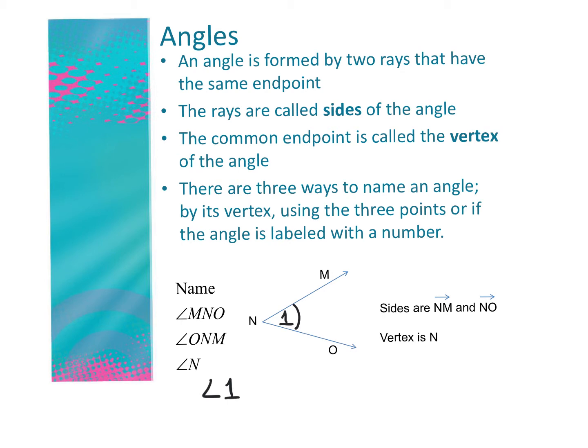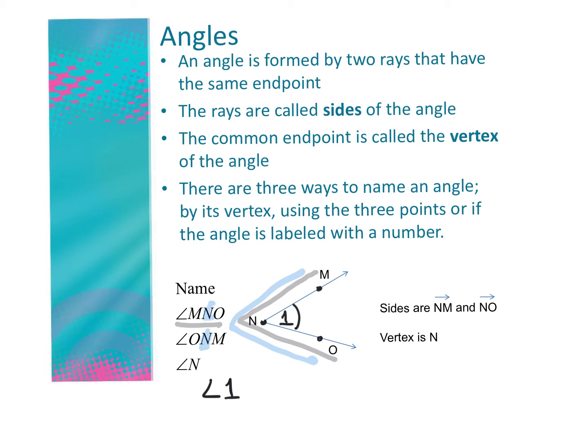When you name it with the 3 points, or the 3 letters that form that angle, you have to go in order. You could either decide, I'm going to go in this direction from M to N to O, which is the first name, or you could go in the other direction, start at O, then go to N, and then to M. In this particular picture, the middle letter must be the vertex. My vertex here is N, and that's where the endpoints of the two rays meet. So the middle letter must be the letter N.